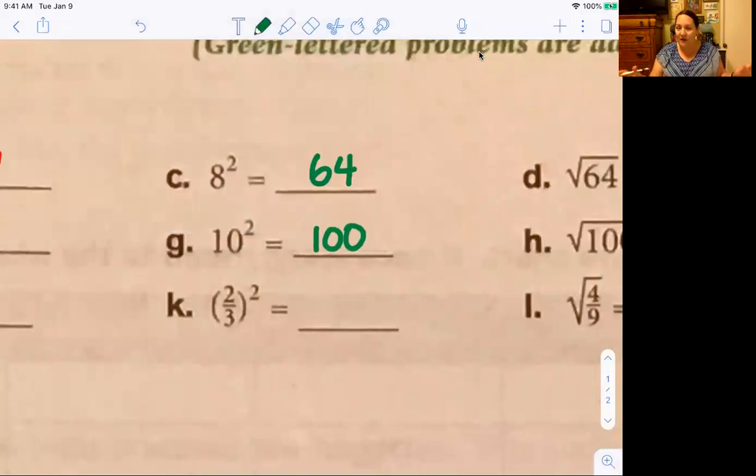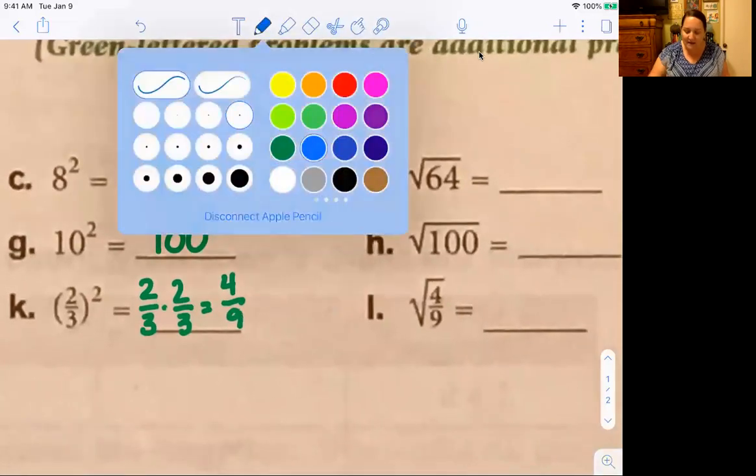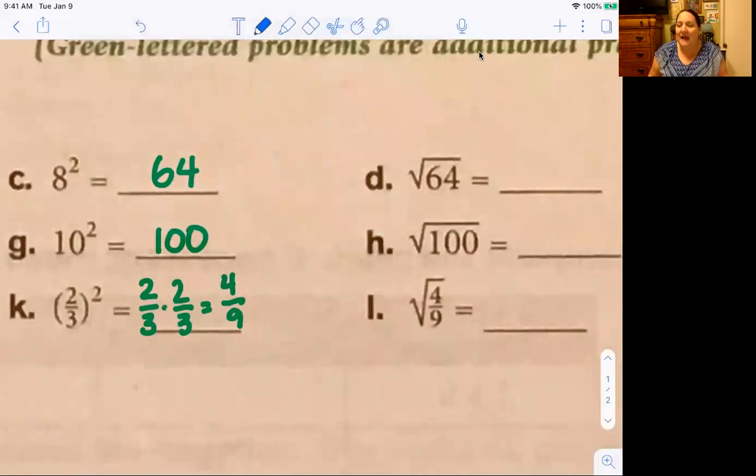Before you have a little bit of a panic attack, don't worry. Just write it out. 2/3 times 2/3. 2 times 2 is 4, and 3 times 3 is 9. So just like with those other ones, we are going to look at C, G, and K to help us answer D, H, and L.